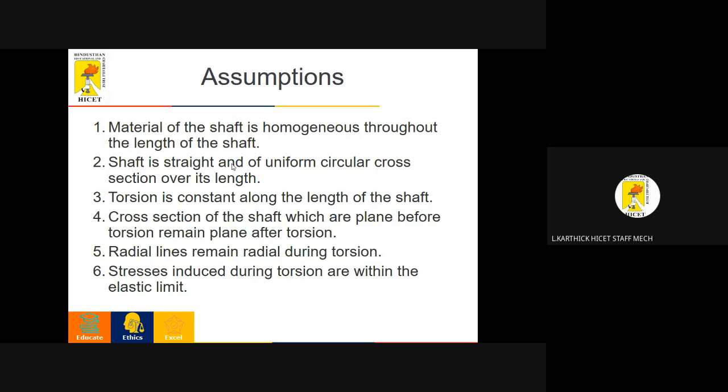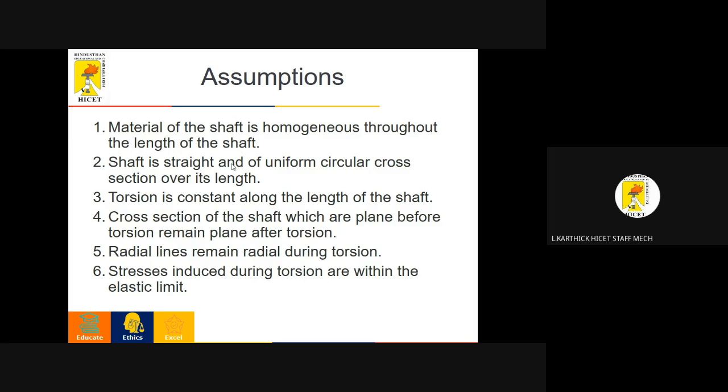In olden days, the shafts were used in many applications, so they didn't want to waste time. They simply applied the load at any one of the ends and calculated the stress, strain, and deformations. They assumed that if we apply the load at any point, it will sweep evenly over the entire length of the shaft. That's why they assumed it would be homogeneous throughout the length of the shaft.